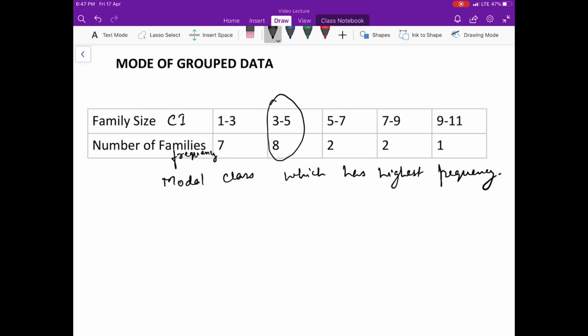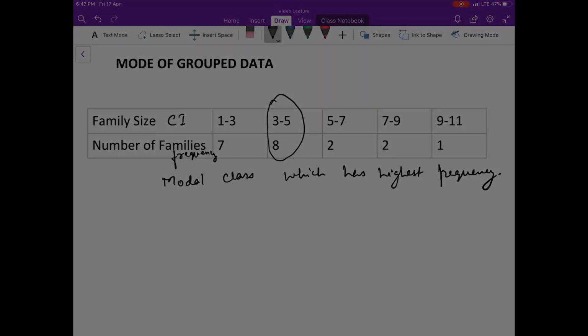Now we will see the formula for finding the mode of grouped data, where we will know each term. I am not going into the derivation of this formula because it is out of syllabus. You should not worry about the derivation. You have to learn the formula and apply it directly. So in applying the formula we should know each term.